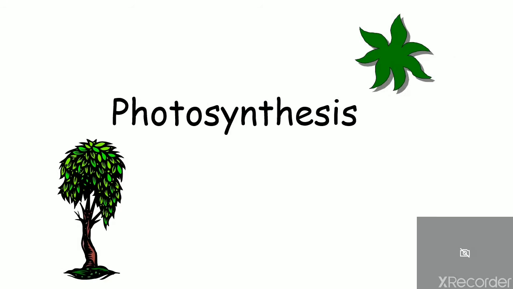In this chapter, we are going to learn the next topic, that is photosynthesis. Now, in the previous slide, we learned that green plants are what? They are autotrophs. Yes, so they can make their own food by the process of photosynthesis. So, in this topic, we are going to learn in detail about the process of photosynthesis.